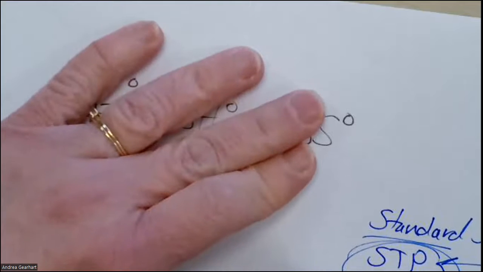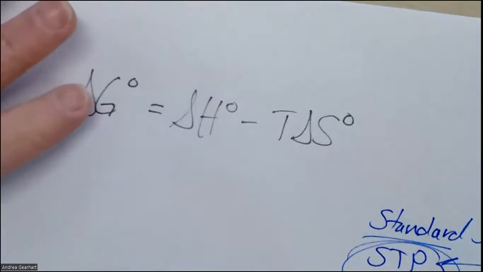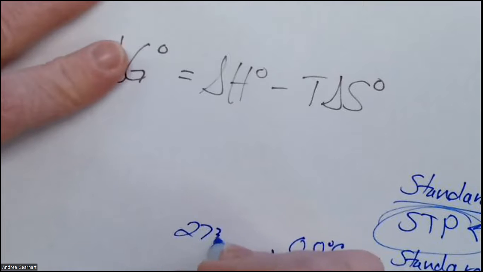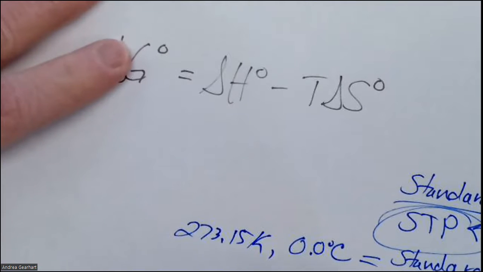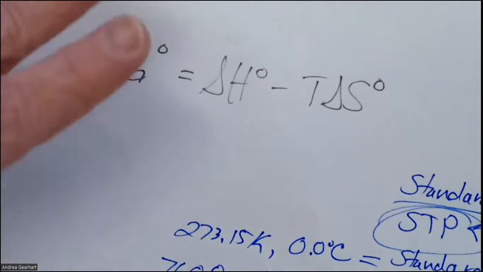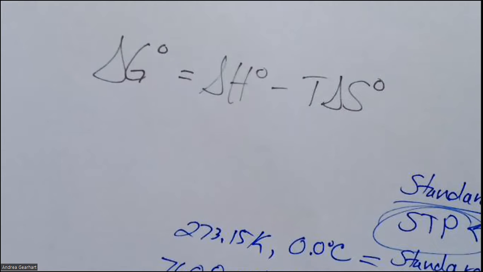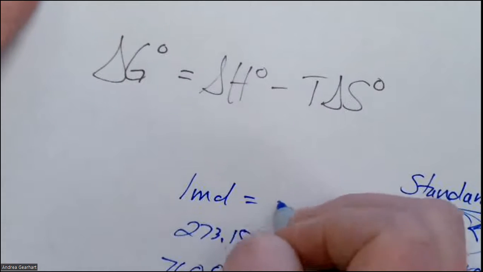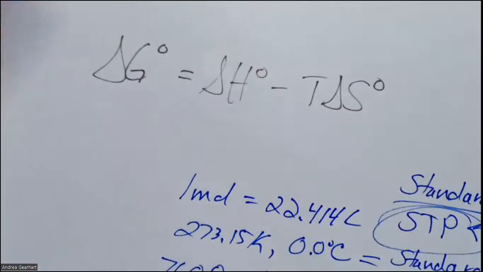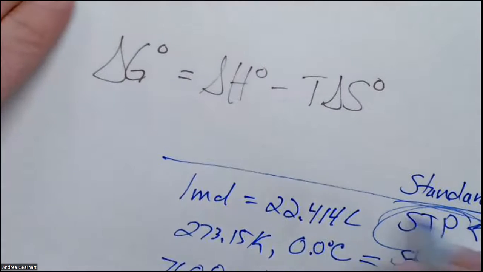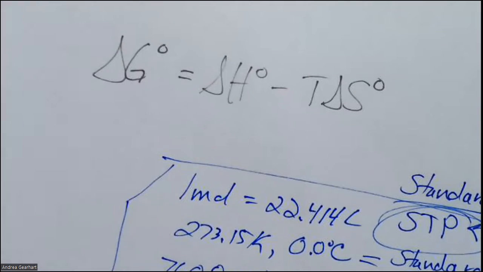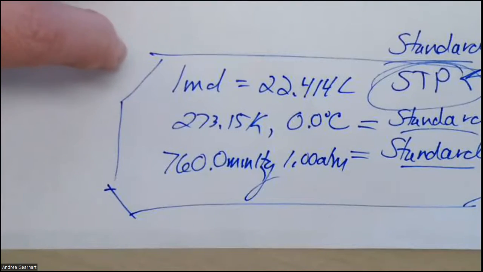STP is 0 Celsius as far as standard temperature, which would be 273.15 Kelvin. Standard pressure, 1 atm, which is also equivalent to 760 millimeters of mercury. We employ STP conditions mainly with gases because at STP, 1 mole of any gas will occupy 22.414 liters, called molar volume. That's the whole reason for that. And there's some other, but not for our purposes.